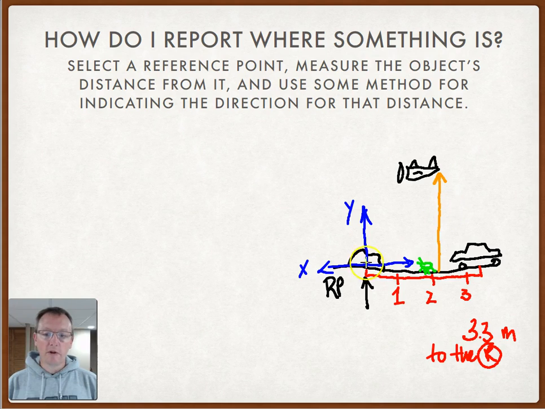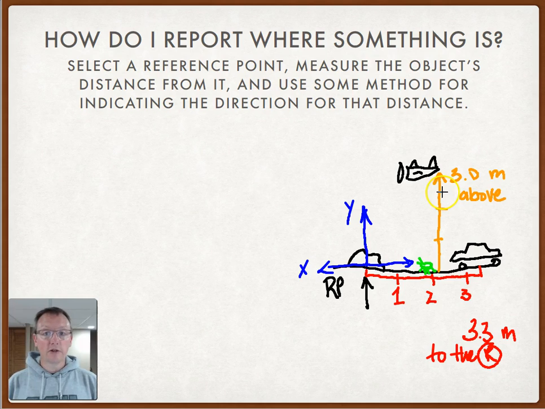I would be able to tell you in the y dimension that, let's say, here's 1, 2, and this is exactly 3, just to make things easy. 3 meters above. There we go. So here I have the car is 3.3 meters to the right of the rock, and here I have that the toy airplane is 3 meters above the ground. So that's how I can indicate where a position is.